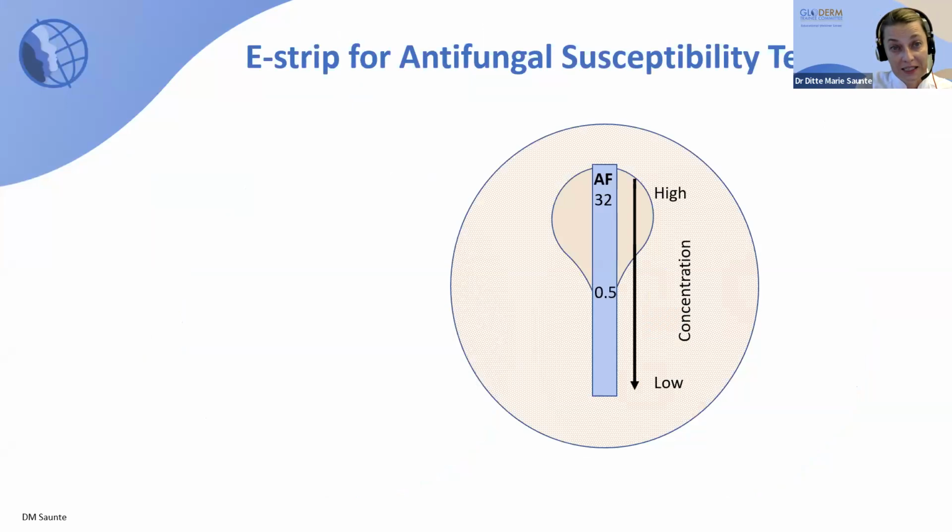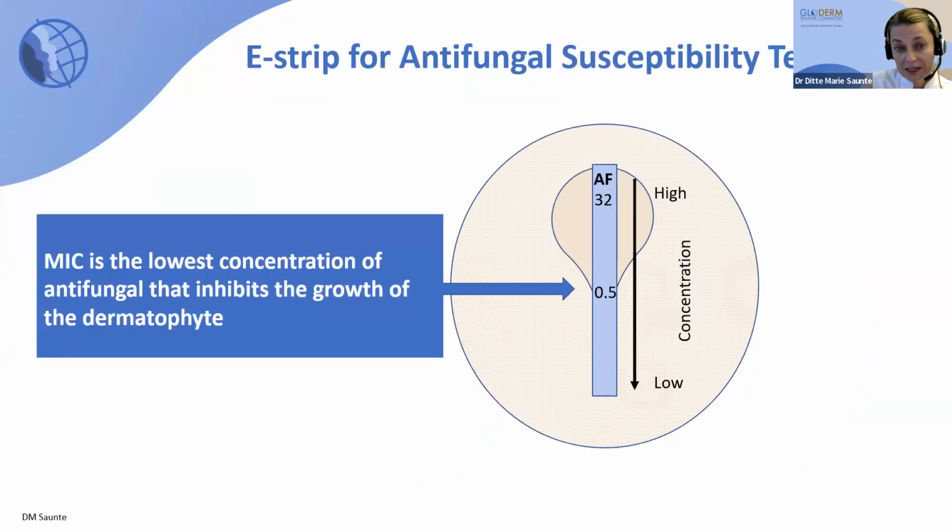Another method is the E-strip. You have here a strip with antifungals on it, a high concentration here on the top with 32 and lowering down the strip. And then you have an inoculation on the agar plate, and again you will look for where is the lowest concentration that inhibits the growth of the dermatophyte. That is the MIC, the minimum inhibitory concentration, and that is the number that you should record.